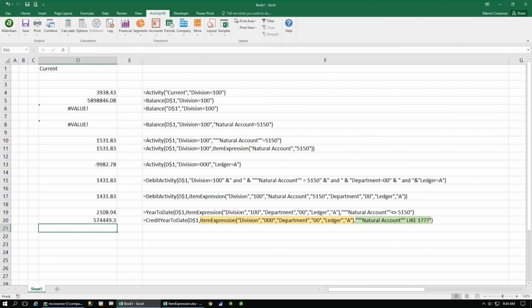In conclusion, using the ItemExpression function simplifies the arguments in the ActivReporter financial functions, whether or not you have spaces in the arguments. Once you understand the problem the ItemExpression function solves, then you can use it in many situations to simplify your spreadsheet formula arguments.